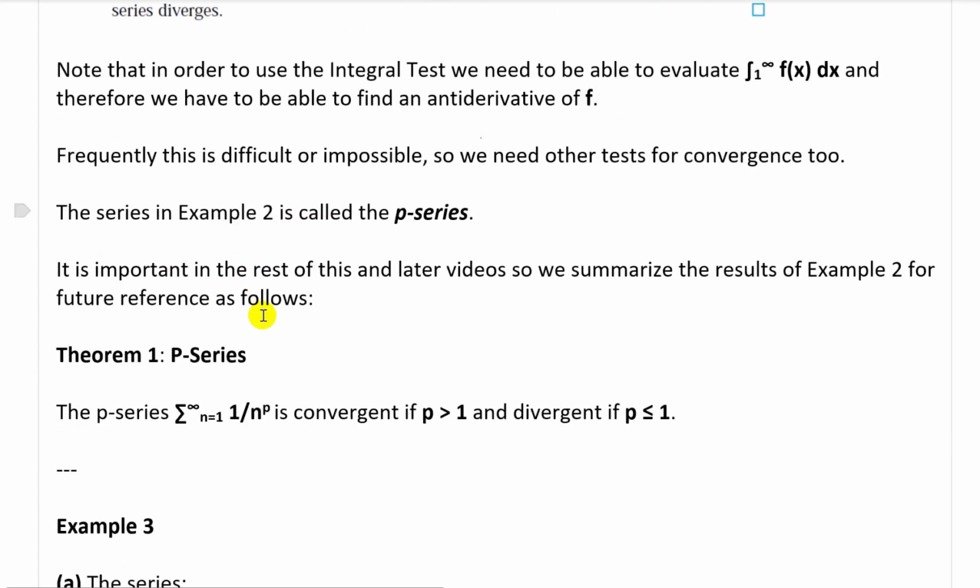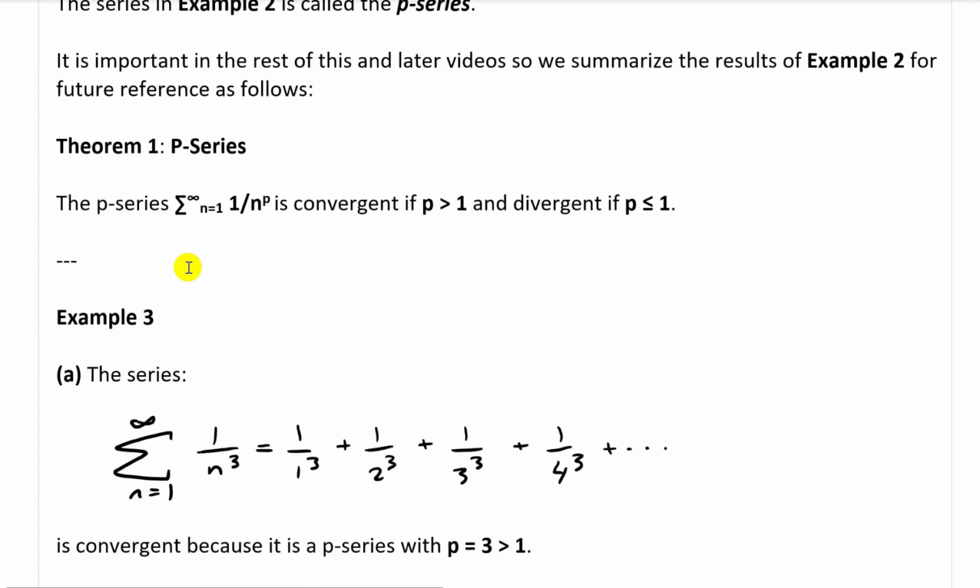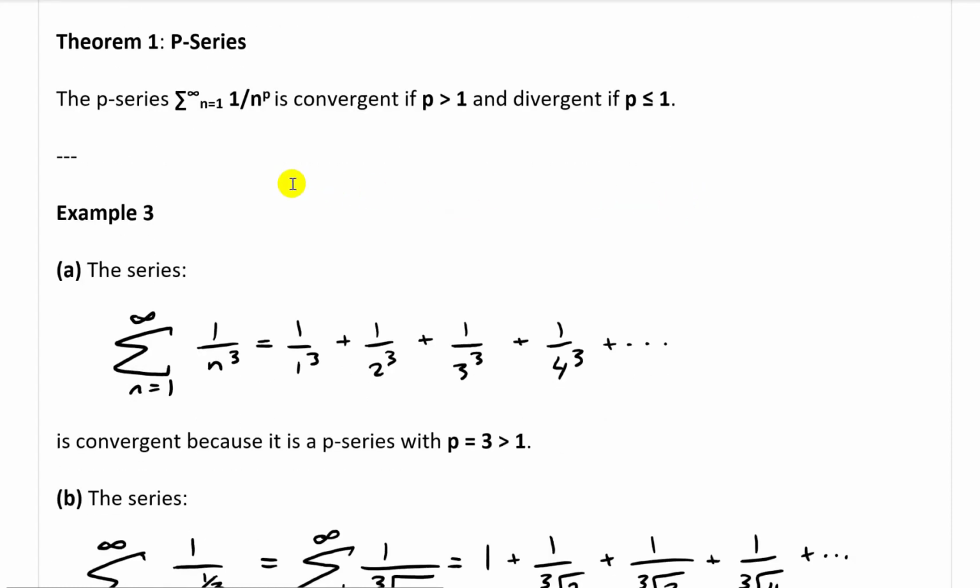The series in example 2 is called the p-series, and it is important in the rest of this and later videos. So we summarize the results of example 2 for future reference as follows. Theorem 1, p-series. The p-series, the summation of 1 over n to the power of p, for n equal to 1 up to infinity, is convergent if p is greater than 1, and divergent if p is less than or equal to 1. So just keep that always in mind.